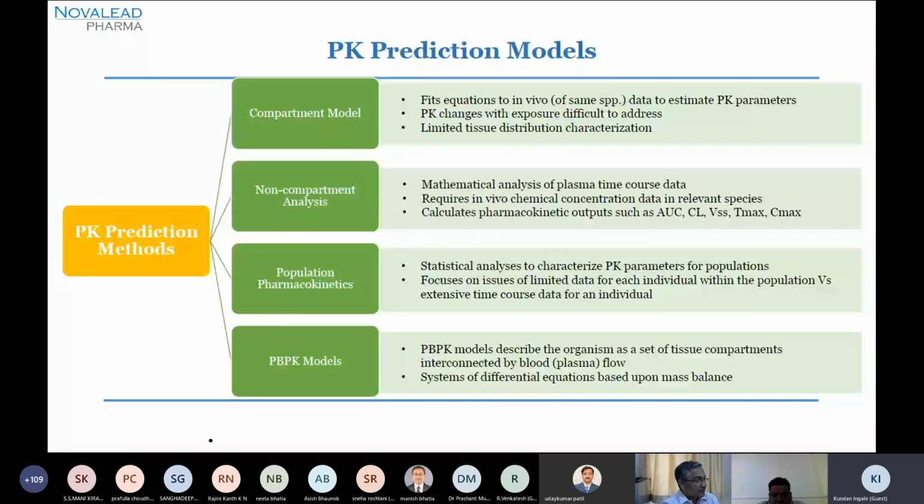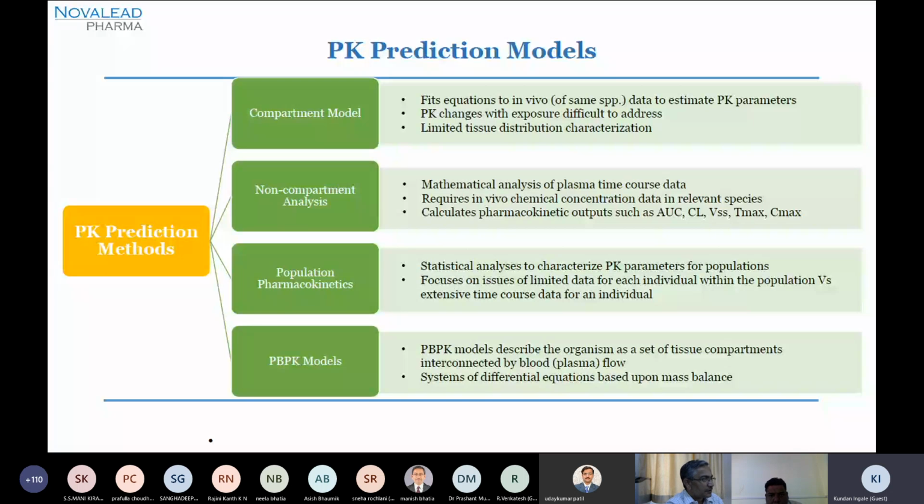So these compartmental modelings, as you know, treat biological systems in a different way, where the compartment model divides the body into different compartments. Well, non-compartmental modeling assumes that the biological system is a homogeneous system. I'll not be talking about these two systems. I would be talking about the next two systems, that is population pharmacokinetics and PBPK models.